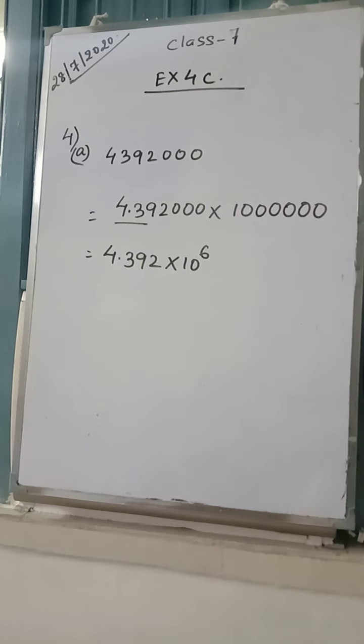You have to decide where to put the decimal, and if I put a decimal I cannot change the value. So what I have to do? I have to multiply with 6 zeros. So the value will remain the same. Is it? Look at the next one.